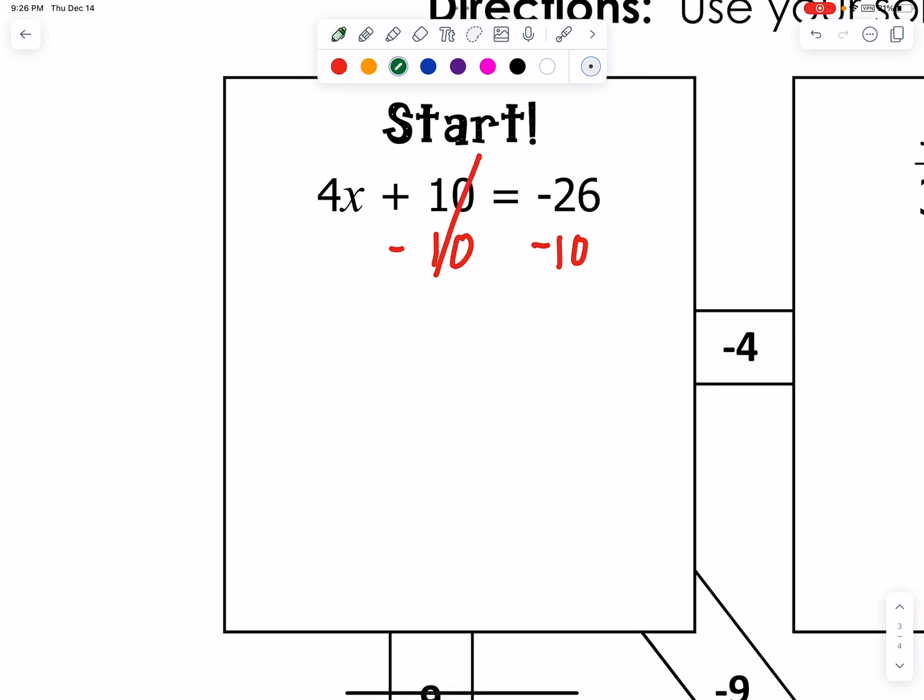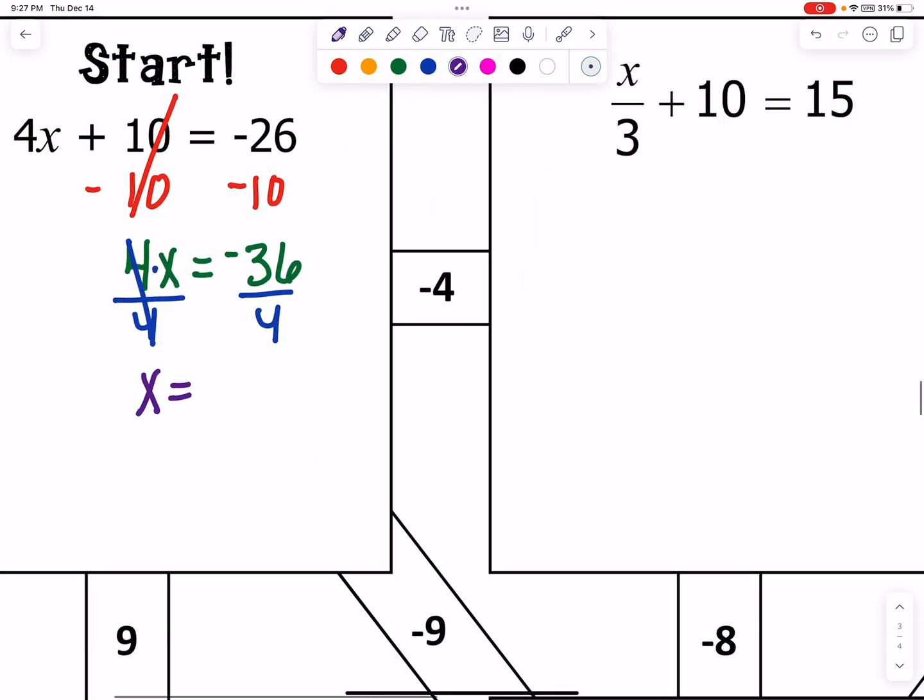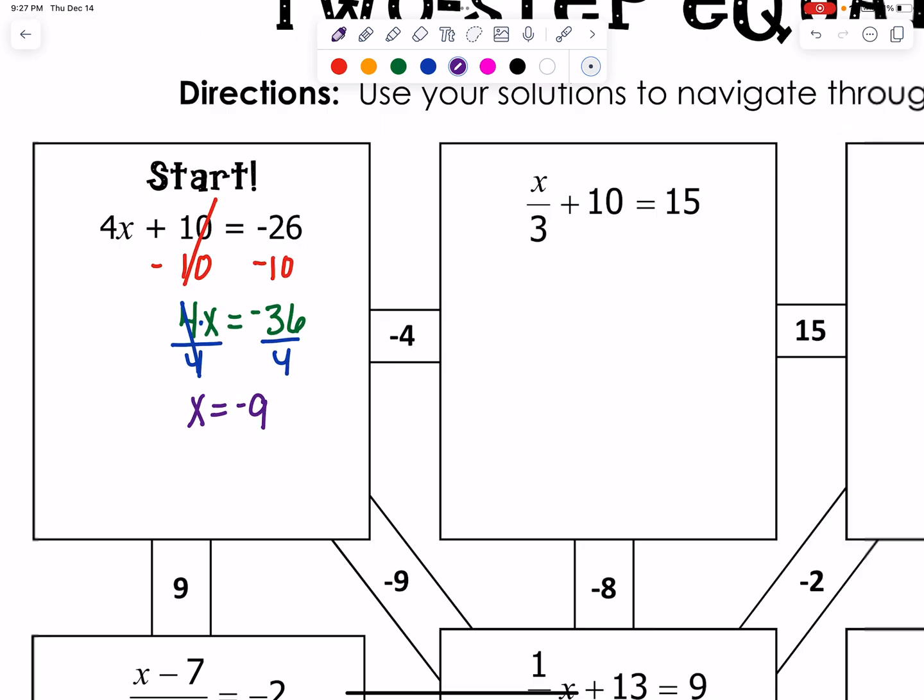Write what your next layer is. You need to have all the work. You have to have the work. Equals a -26 and a -10 is a -36. All right, and then instead of times 4, we divide by 4 to both sides. We're just doing opposites. Physically cross out, and you have x equals, 4 times 9 is 36, but it's a negative, so we have x equals -9.